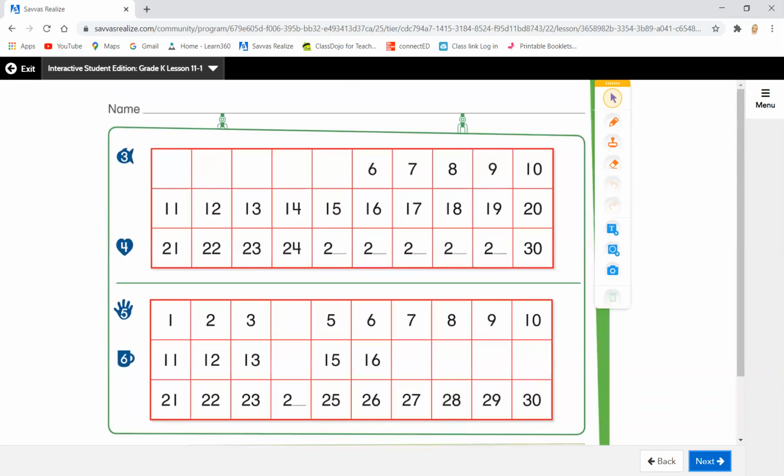Okay, our next page. It says, write the missing number and explain how we know the numbers are correct. Okay, so we're missing numbers at the very beginning. When we start counting, what number do we start with? 1. So we're going to put a 1 there. So we're going to go 1, 2, 3, 4, 5. Did I fill in all of those missing numbers?